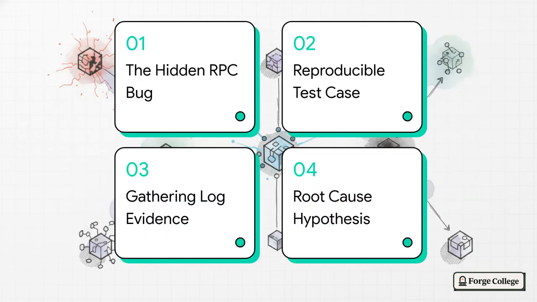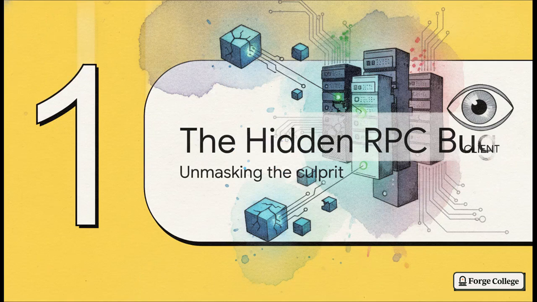Okay, here's our detective's blueprint for today's investigation. We'll kick things off by unmasking the hidden RPC bug. Next, we're going to build our magnifying glass, a reproducible test case. From there, we'll follow the breadcrumbs by gathering log evidence, and finally, we'll deliver our verdict by forming a rock-solid root cause hypothesis.